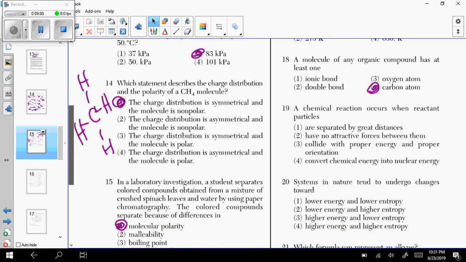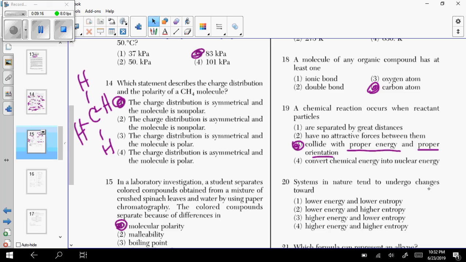Organic means carbon. A chemical reaction occurs when reactant particles. All right, so they need to collide. Ooh, there it is. They have to have the proper energy, proper orientation. I always say, think of a high five. They have to hit just right. Can't be wimpy, can't be sideways. It's got to be just right.